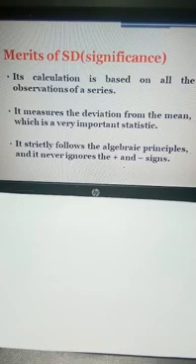Next, it follows the rules of algebra. Okay, it is based on algebraic calculation. It never ignores the plus signs or the negative signs. If you remember, we are not neglecting the negative signs. It is a different story, we are not writing the plus signs, but we always mention the minus signs. We are not ignoring them. So this is another merit of the standard deviation, we never neglect the signs.